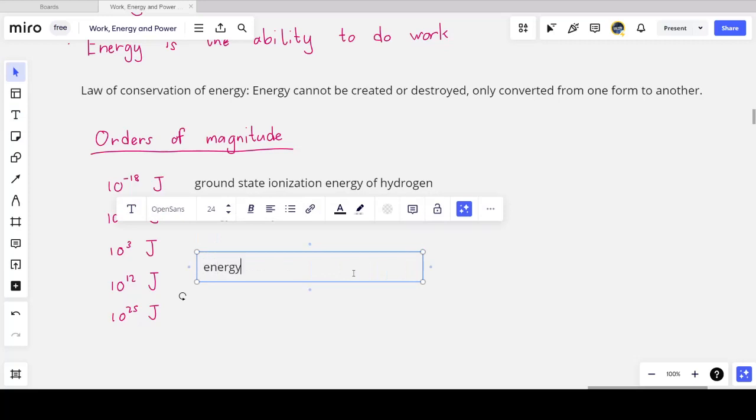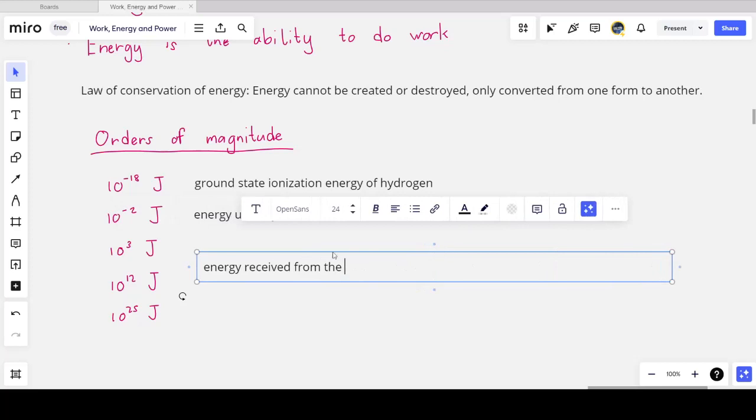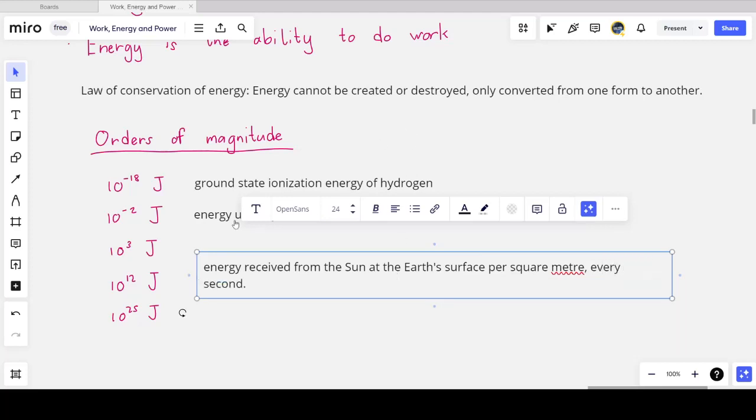What about 1,000 joules, 10 to the power 3 joules? So this is the energy that is received from the sun at the Earth's surface. So we have to be very careful how we say this. From the sun at the surface of the Earth, per square meter, per second. So energy received from the sun at the Earth's surface per square meter, I'll say every second. It's a little bit easier to conceptualize.